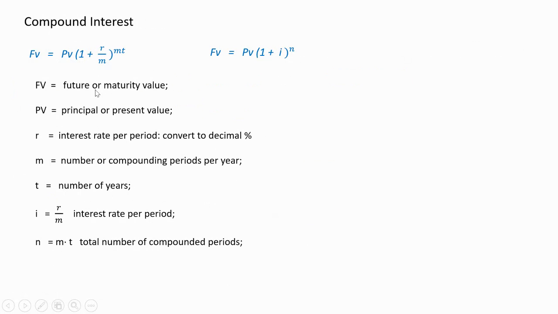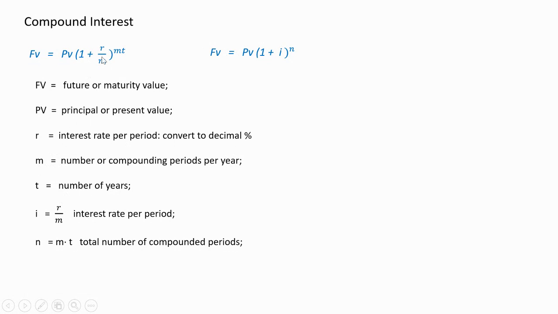Now compound interest is almost the same thing, but here guys, you're going to be investing money. For example, future value stands for the future or maturity value. The PV stands for principal or present value. The R stands for the interest rate. You have to convert it to decimal, so you drop the percent symbol and move it 2 places to the left. M, this is what's different here, guys. M means number of compounding periods per year. The T means number of years.